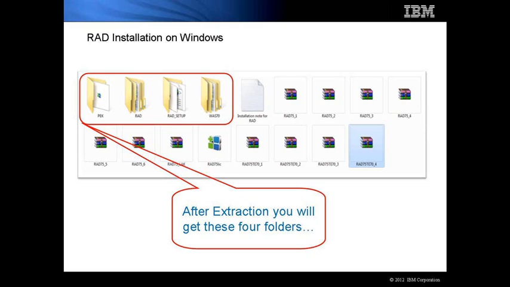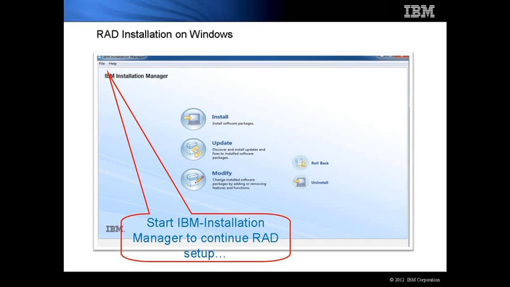Now we need to start the installation of RAD 7.5 on Windows. To start the installation, firstly we need to open the installation manager which we installed previously. To open the IBM Installation Manager, the path is simple. We go to Start, All Programs, then IBM Installation Manager. That is the way to open the installation manager. Once you click on IBM Installation Manager, this window appears. This is the IBM Installation Manager window.